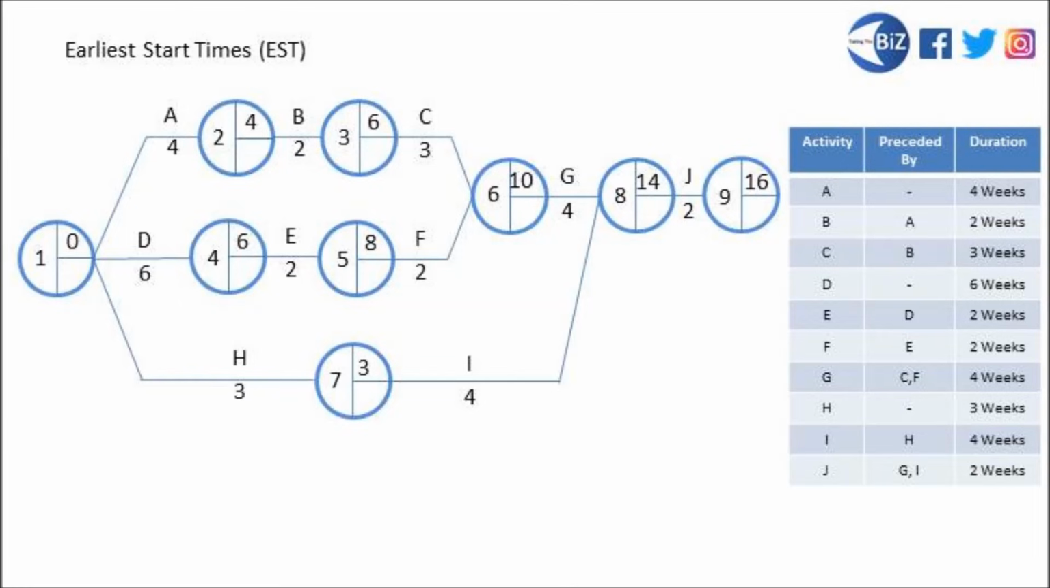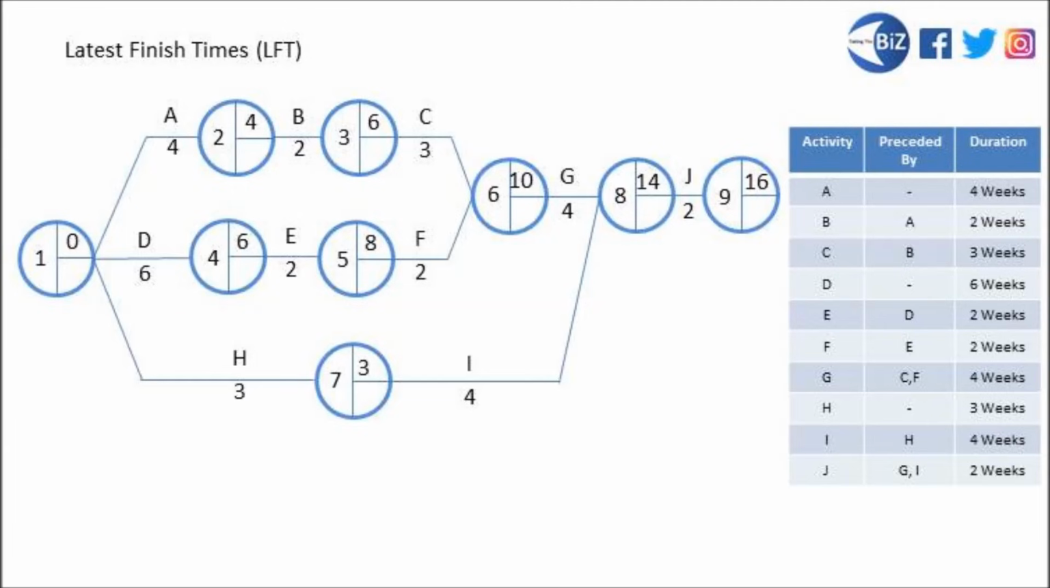What we're going to do is write information in the bottom right hand node. We're going to write what's called the LFT, the latest finish times, in here. Now that is the latest week that each of these activities has got to be completed by. Otherwise, if they're completed any later, they're going to hold up the entire project, meaning that we can't finish it in the 16 weeks that we had planned.